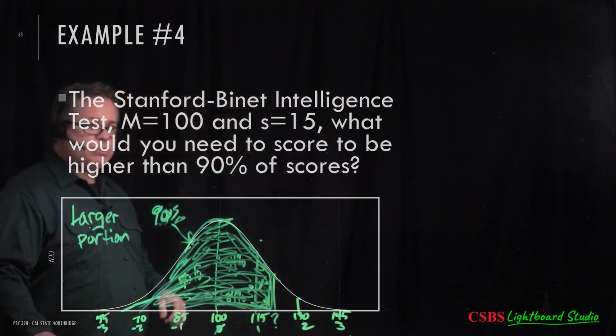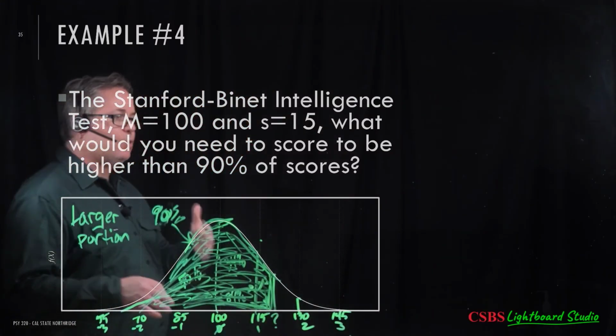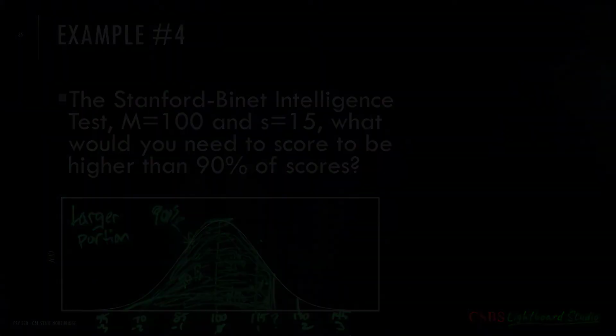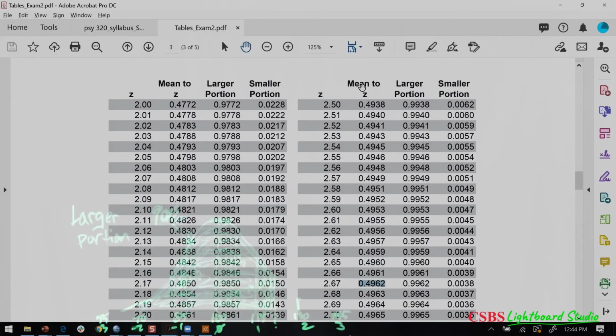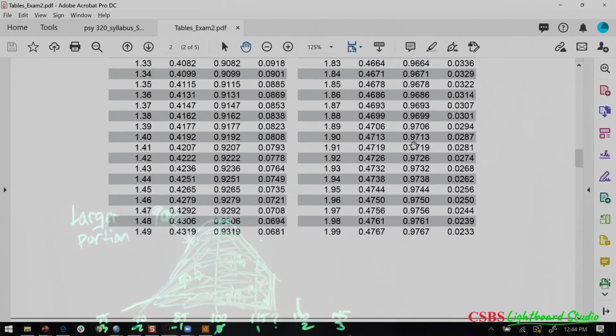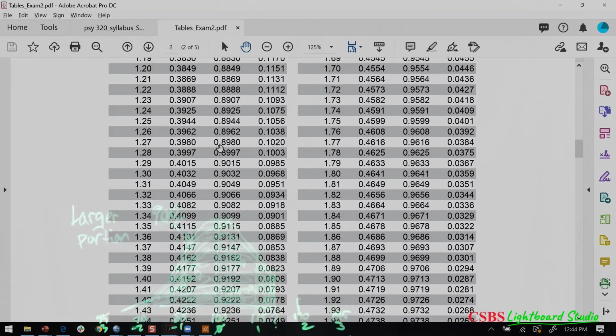So I'm going to start this process the opposite way. I need to find, in the larger portion column, remember this is mean to Z, larger portion, smaller portion. In this larger portion column, I need to find a number that is close to 90%. Here we have 0.8997 and 0.9015. On an exam, if you pick either one of these and use 1.28 or 1.29, it wouldn't matter to me. You'd be close enough.